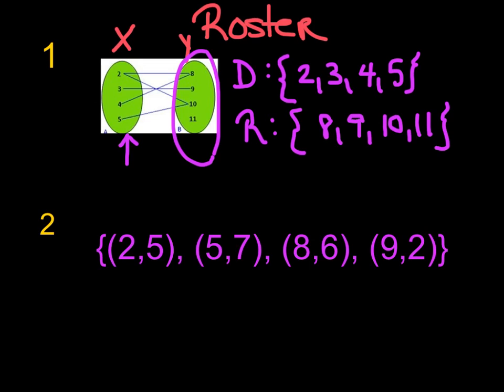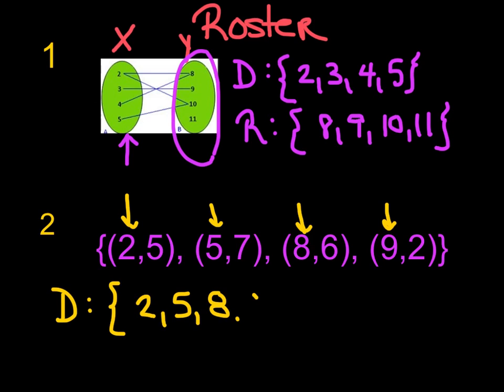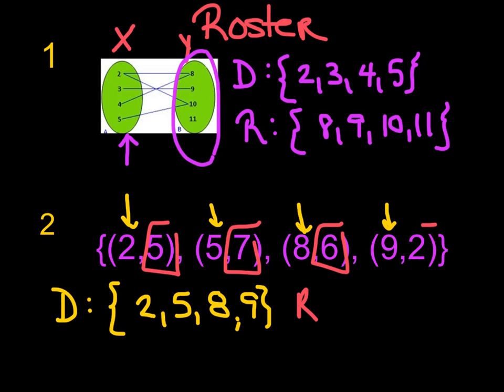In question 2, same idea. I want to identify the domain. So I'm just going through and saying, okay, domain is my input or my x values. So I am just listing out the x values. So 2, 5, 8, and 9. And then my range, of course, is my y values, and I'm just going to list them out in roster form. 5, 7, 6, and 2. Now if you want to put them in numerical order, that's fine as well.